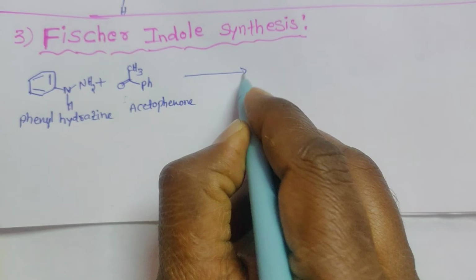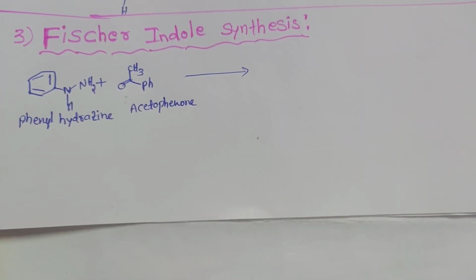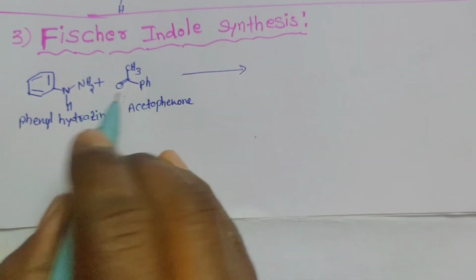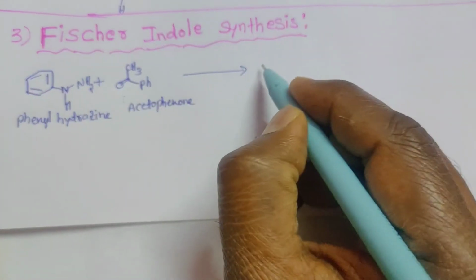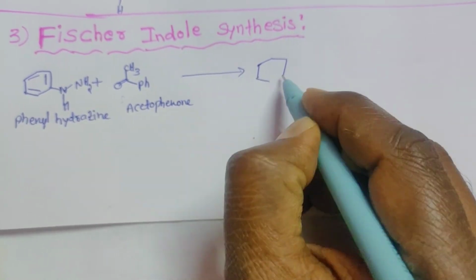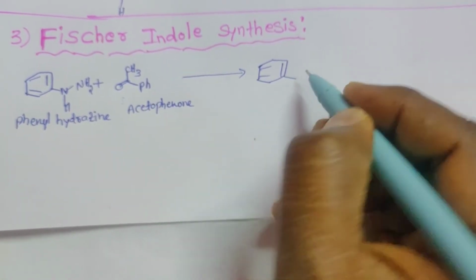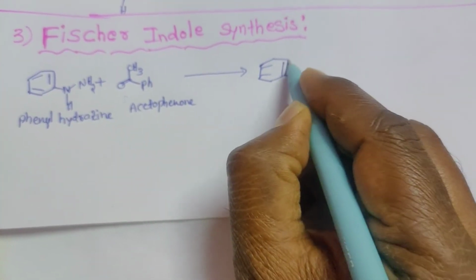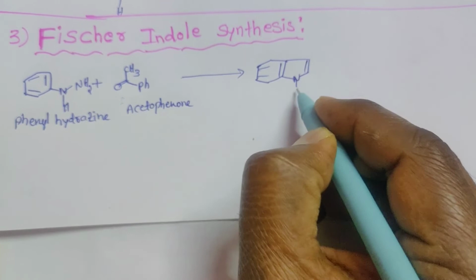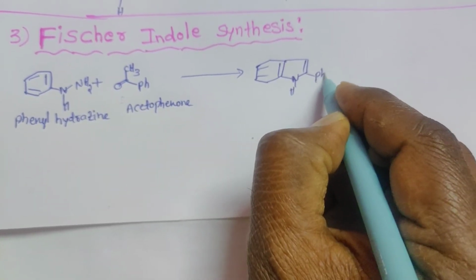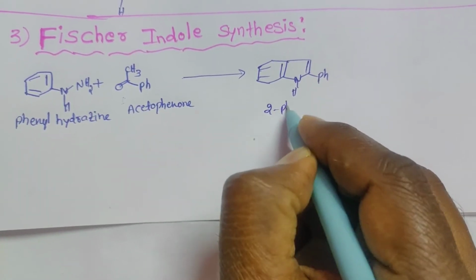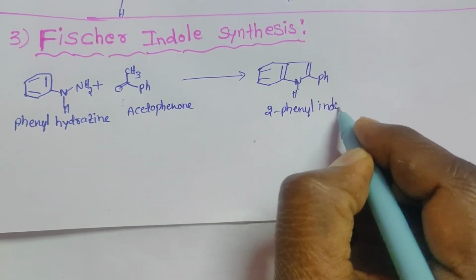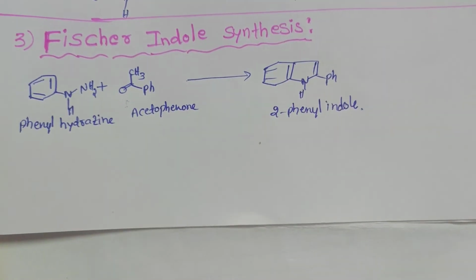So first of all, what happens means we get a condensed product. We go for the mechanism afterwards. First of all, we take the product here. Look here. So as we are taking acetophenone here as the starting material, we get the 2-phenylindole as the product. So look here, this is the 2-phenylindole. Okay, now we go for the mechanism.